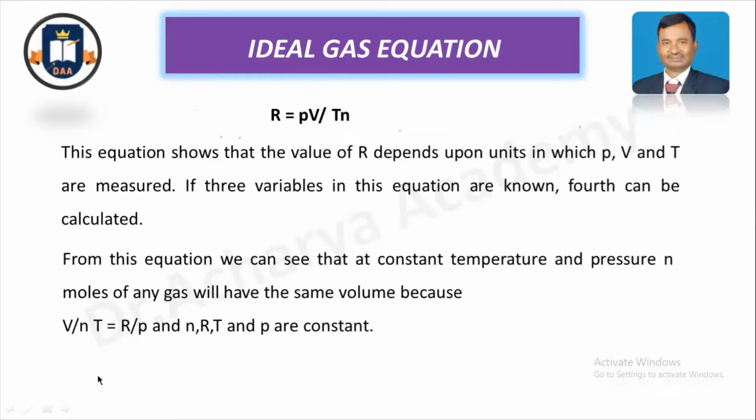You can rearrange once again: V by nT is equal to R by P. This is the rearrangement of the above equation. And n, R, T and P are constant. If we consider constant temperature and pressure and n moles of any gas, then the gas will have the same volume. So the volume will be the same if all four are constant.